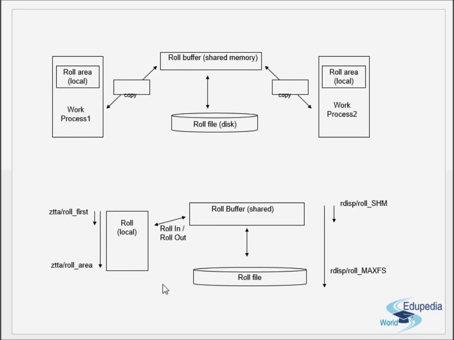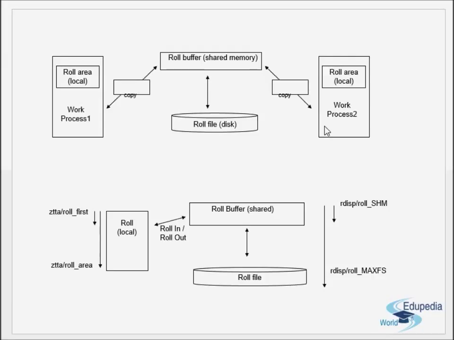In the next slide it's shown diagrammatically. So we have work process 1, 2, 3, etc. Every work process has its own role area, that is the local role area. Now we have the buffer and the file. The buffer is present in the shared memory. So the context is written to the buffer and stored in the role file. When this work process has to pick up that particular task, it accesses this information from the buffer or the file. So this shows what the different types of role areas are.